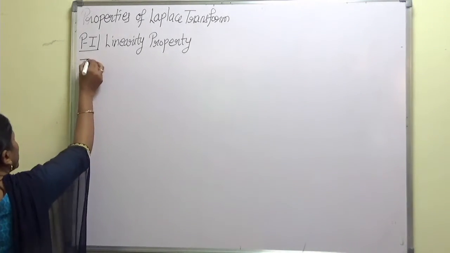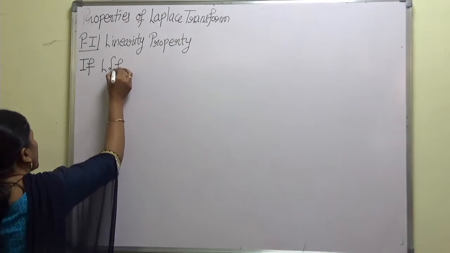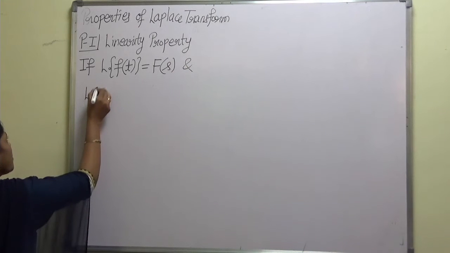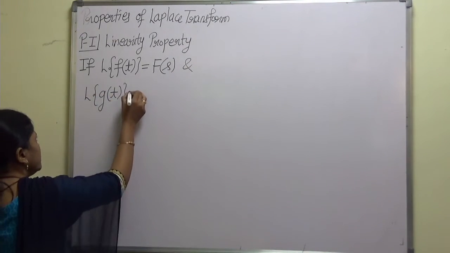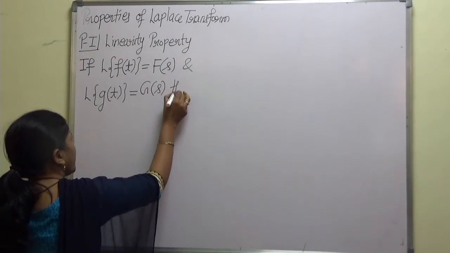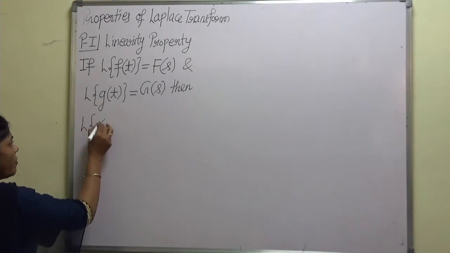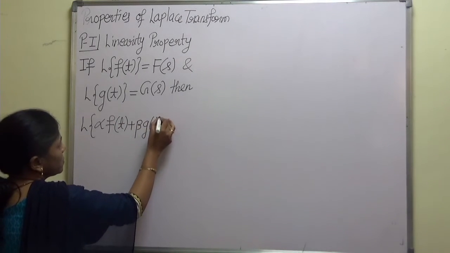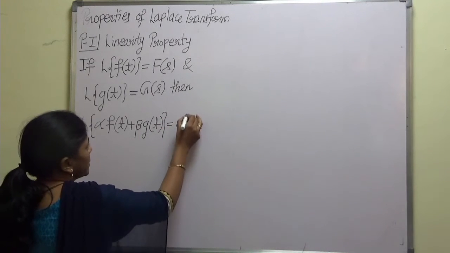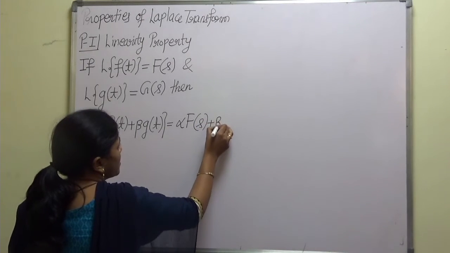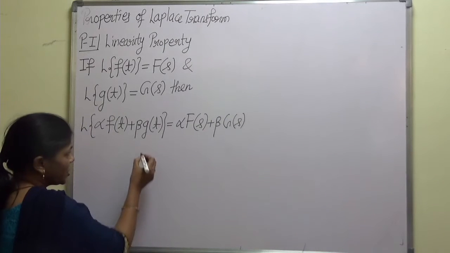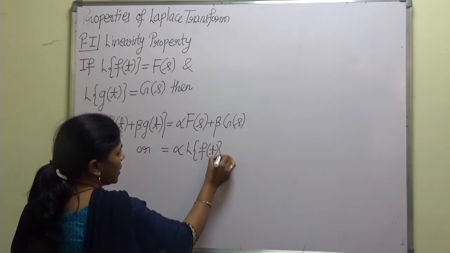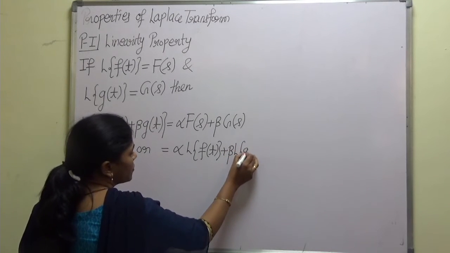So what does this property say? It says that if Laplace of f of t is equal to, say, F of s, and Laplace of another function, say g of t, is G of s, then the Laplace transform of alpha times f of t plus beta times g of t is equal to alpha times F of s plus beta times G of s, which can also be written as alpha times Laplace of f of t plus beta times Laplace transform of g of t.